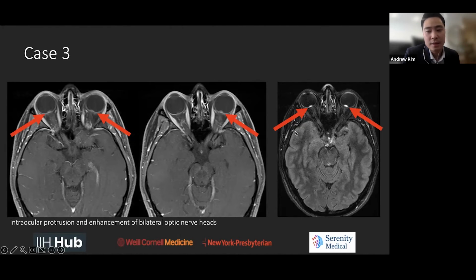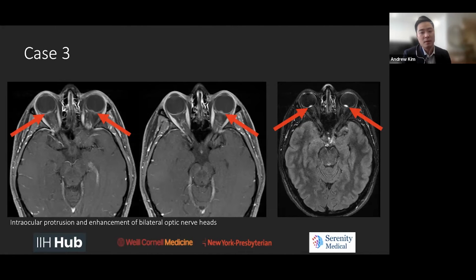So that is imaging evidence of intraocular protrusion of the bilateral optic nerve heads, as well as enhancement of it. This has been described in the literature, and there is one specific paper I'm thinking of, Dr. Kennedy's paper in 2019, that finds that it's a very sensitive marker for moderate to severe papilledema. So when you see a finding like this, it's most likely that the patient has at least a moderate degree of papilledema.